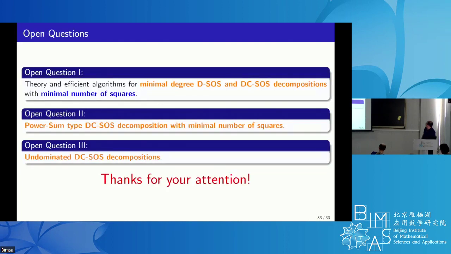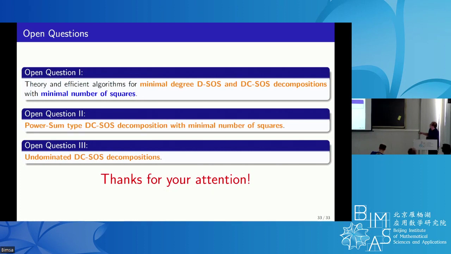And some open questions. The first is that we should establish the theory and the method for constructing minimal degree decomposition with a minimal number of terms. Because if the degree is minimized, the number of terms may be exponential, for example. And how to make it shorter, because with more terms to be optimized, more computing time may be required.